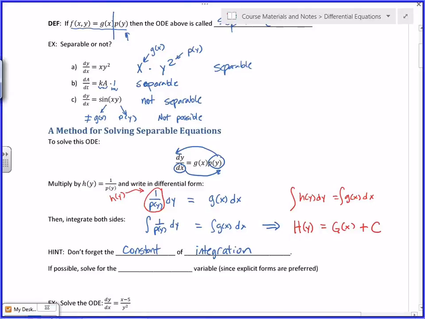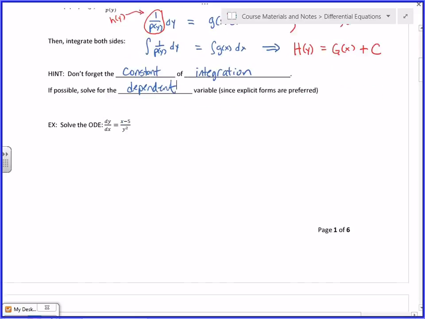And then the last step is, if possible, you solve for y, or solve for the dependent variable. Okay, so what allows this method to work is, as long as you can multiply or divide to get all the y's on one side, and multiply or divide to get all the x's on the other, then you integrate both sides, and the resulting equation is a solution equation.